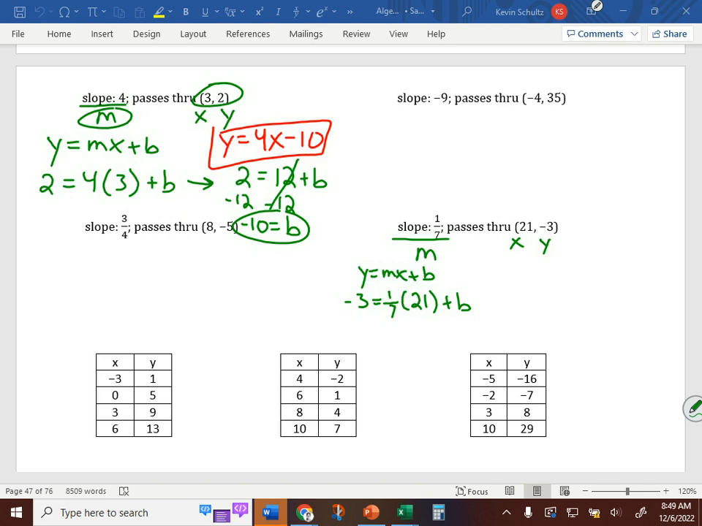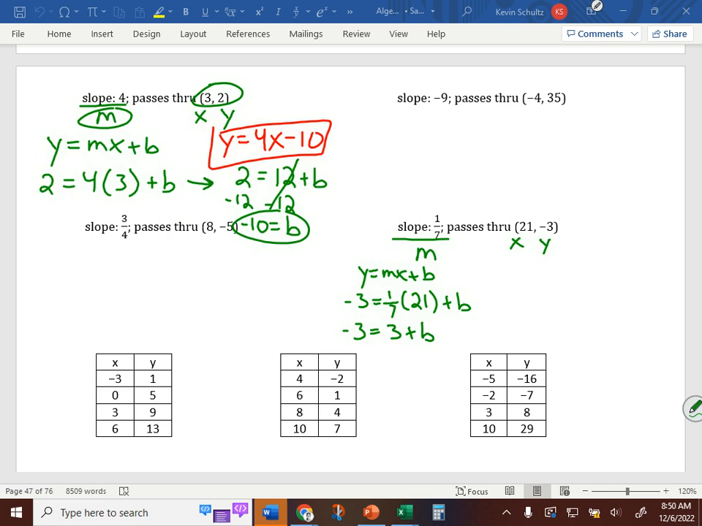7 is a factor of 21, right? When we take 1/7 times 21, we can do that in our heads. What's 1/7 of 21? What goes into 21 7 times? 3. So we get negative 3 equals 1/7 times 21 is 3 plus b.